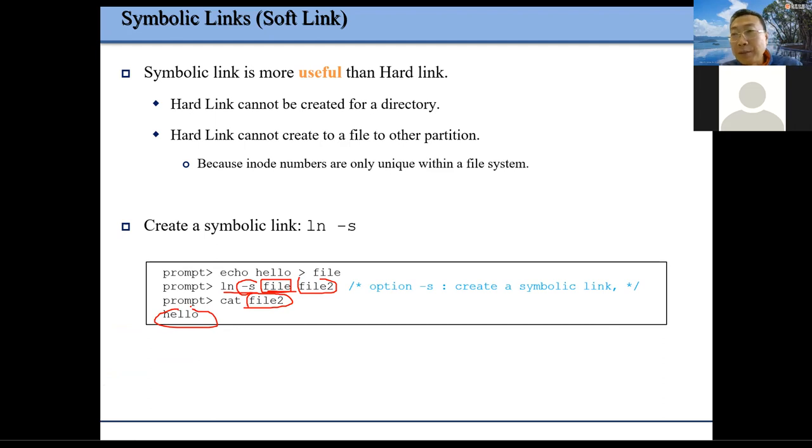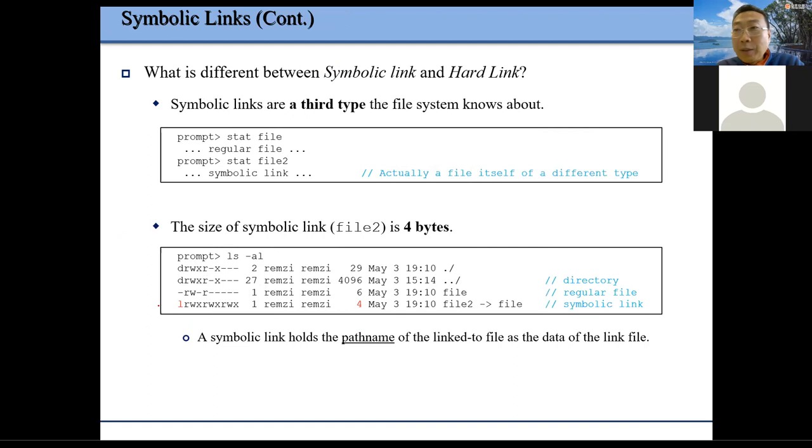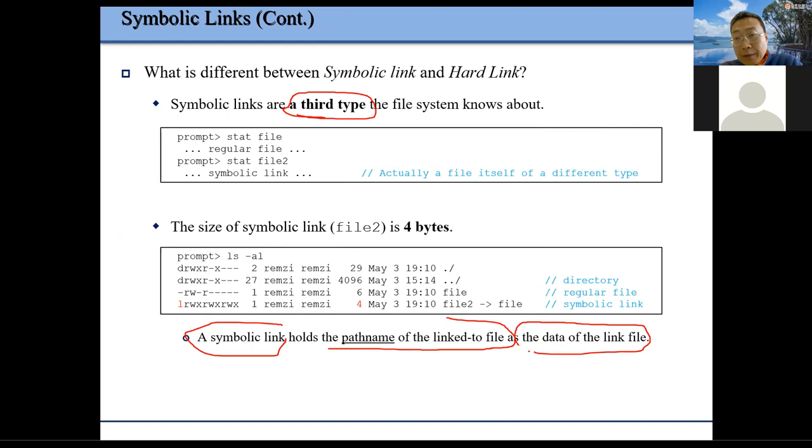This is very similar to the hard link in terms of output. If you look at the output, they are the same. However, they are totally different. A symbolic link is a file, a special file, a third type of file. You can see that a symbolic link actually holds the path name of the linked-to file as the data of the file.